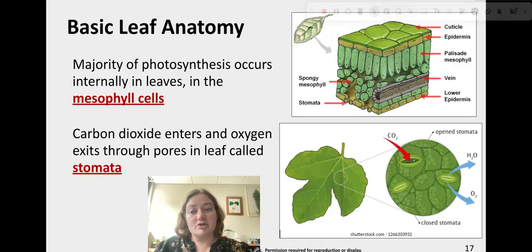This is where CO2 is allowed to enter into the leaf so that it can be used during photosynthesis. We'll also see that during photosynthesis, oxygen will be created. So oxygen can leave through these same stomata. And plants have the ability to transport water. Water can also leave, can evaporate through these stomata as well. So we have a lot of gas exchange occurring at these stomata. All right, so we're in the mesophyll cells. That is where photosynthesis is occurring. Right? And the stomata are the openings in which we can get the CO2 in order for photosynthesis to occur.